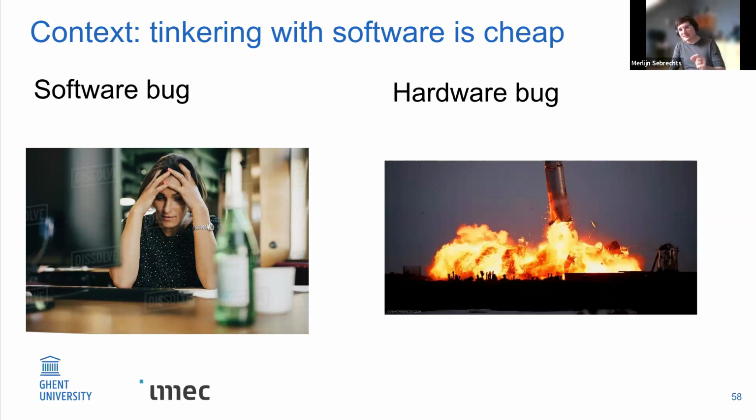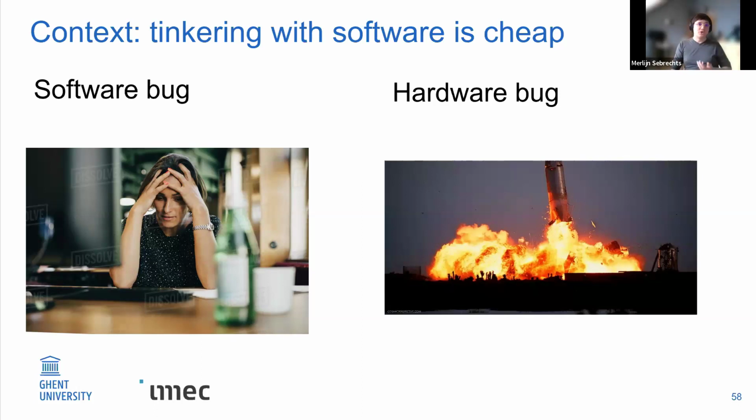However, that's completely different from hardware. And thanks to SpaceX, we have some very beautiful visual representations of what happens when hardware has a bug. When hardware has a bug, there's often something like an explosion. And so if you are developing hardware and during the development process, you create a bug, you will lose a lot of money before you actually figure out what the bug is. And so because of that, developing software is much, much, much cheaper than developing hardware.